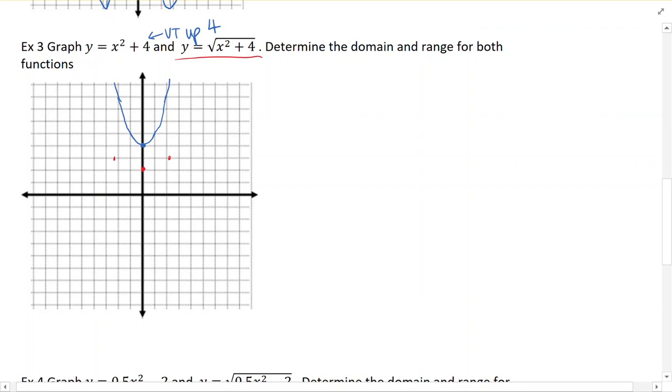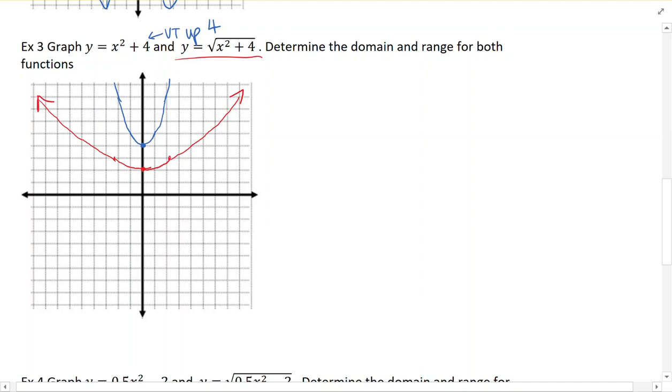And now we're just going to connect them and draw it as best I can. We do know with the parabola that the points go higher and higher, so it's actually going to curve up pretty quickly. It's probably going to look something like that.